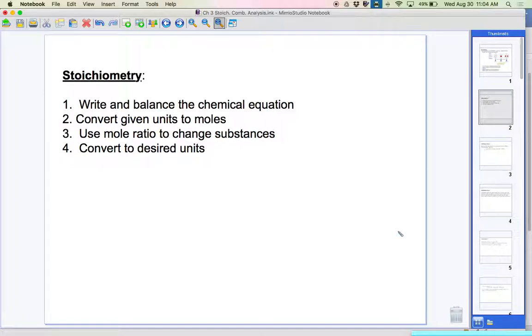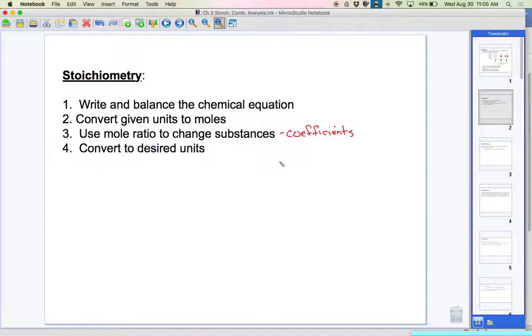Then you use the mole ratio from the balanced equation, which are those coefficients in the front, to change substances. Then you're in moles of whatever you were looking for, and you might need to find grams. So you convert that unit to whatever unit they asked for in the problem. That's all that work you did last year for stoichiometry, summed up in 4 steps.